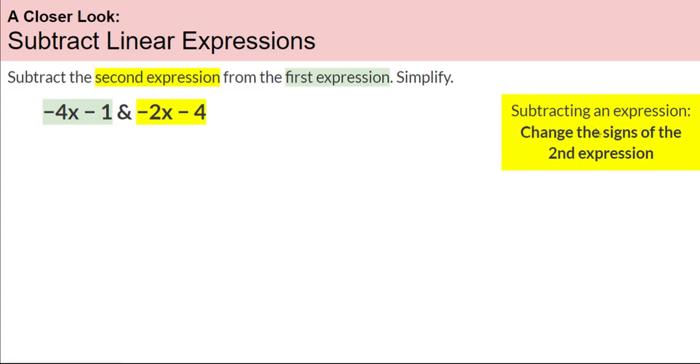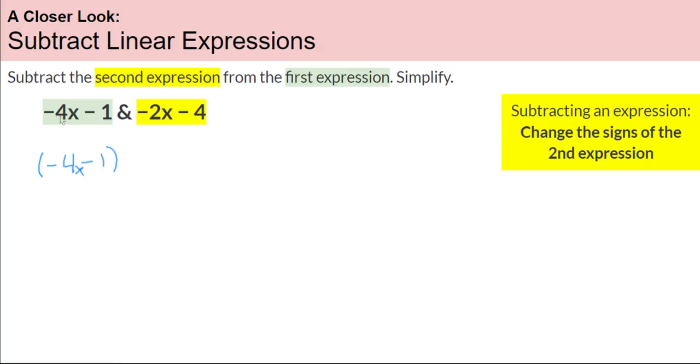Notice there's a yellow box here. Okay, so when we added linear expressions, we really could just combine like terms. When we subtract them, we're going to be combining like terms, but we have to do one thing before anything. Okay, so we want to subtract the second expression from the first expression.